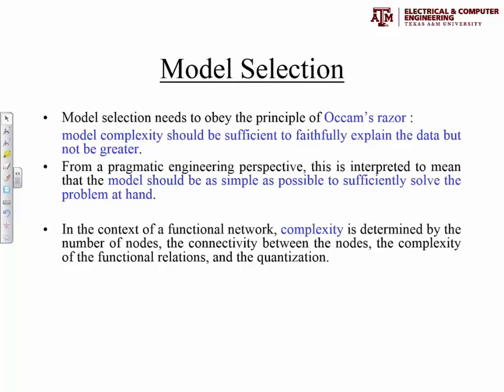Now, model selection needs to obey the principle of what is called Occam's razor. That says that the model complexity should be sufficient to faithfully explain the data, but not any greater than that. It depends on how much data you have. If you can explain the data with your model, you're happy. From a pragmatic engineering perspective, this is interpreted to mean that the model should be as simple as possible to sufficiently solve the problem at hand. And that's what we do in engineering all the time.